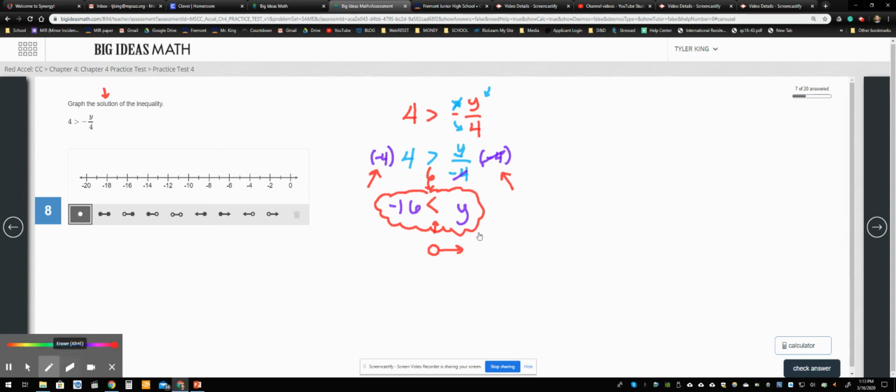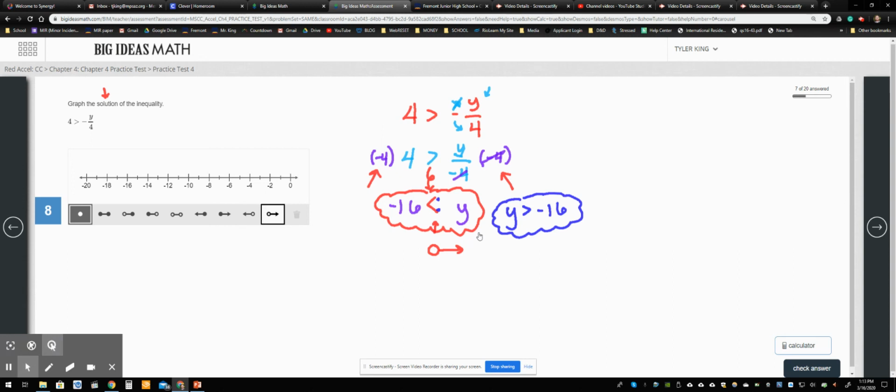Now, if we would like to, we could rewrite this so that it looks a little bit better, with y on the other side. Because the sign is still open towards the y, I need to keep my sign open towards the y, and that's negative 16. So these two forms are the exact same thing, just written in different ways: y is greater than negative 16, or negative 16 is less than y. We are still going to have an open circle, and it is still going to the right, to all the numbers that are bigger than negative 16.